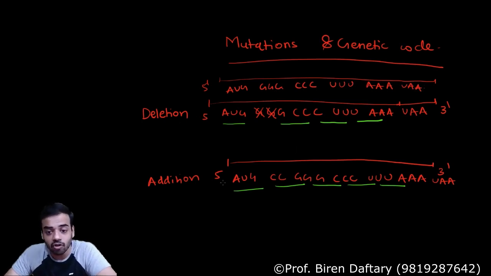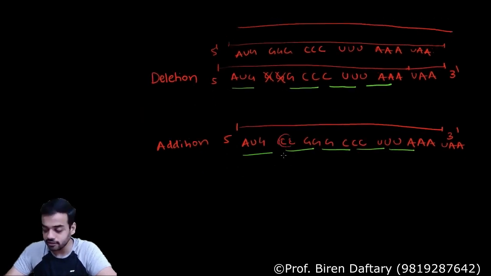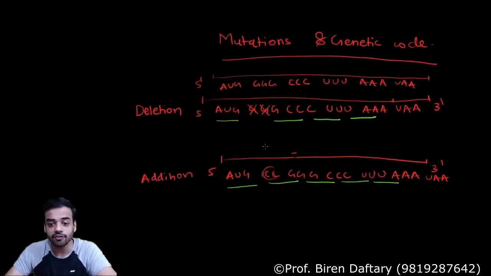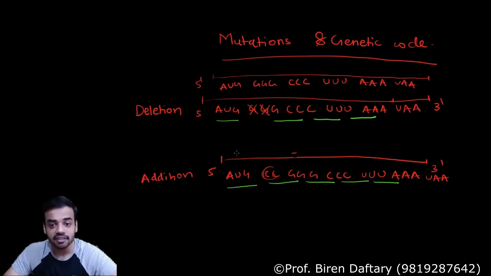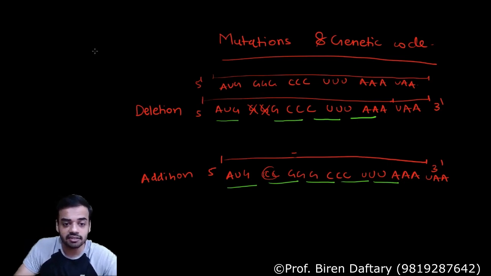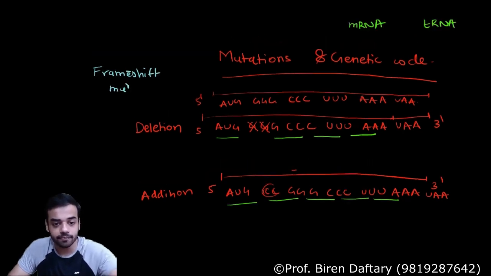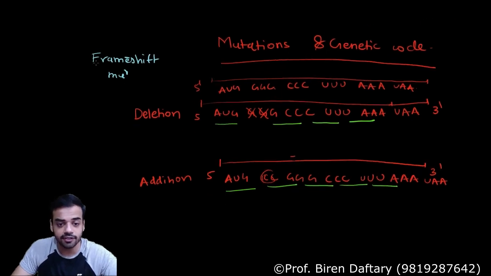But because of deletion or addition, because of removal or addition of nucleotides, what happened was the reading frame got shifted. That is why whenever there is a mutation, an addition or deletion of nucleotides, there is something called a frame shift mutation which occurs. So I am going to write that down over here. These are the two causes of frame shift mutation. The frame is basically shifting.